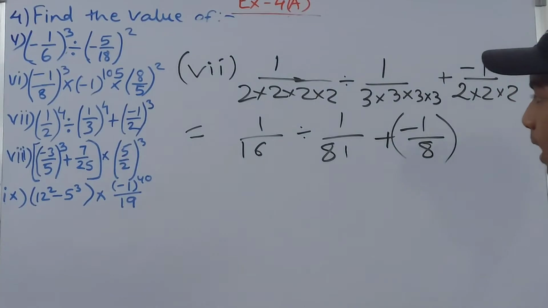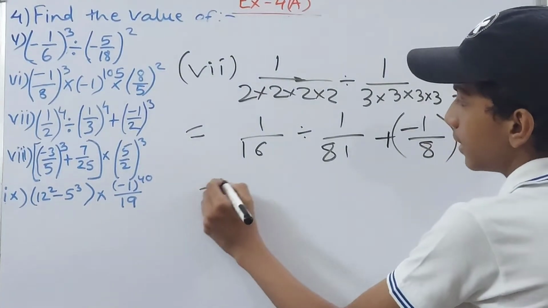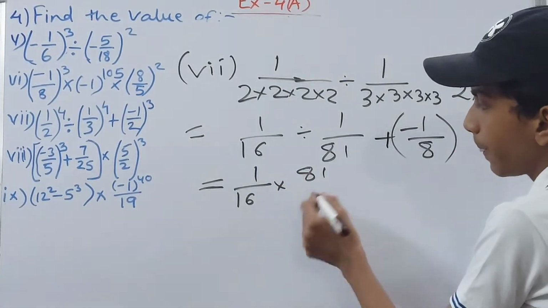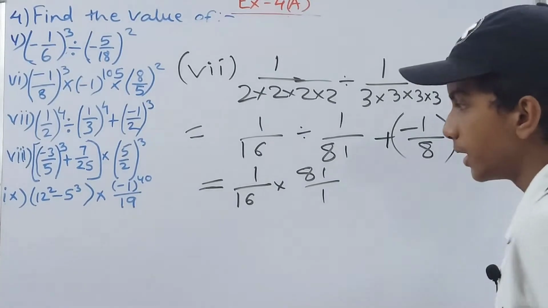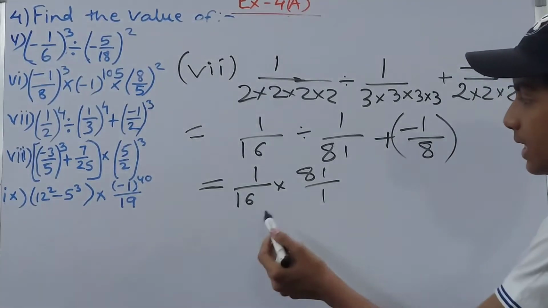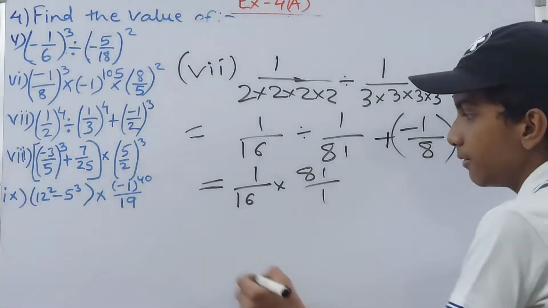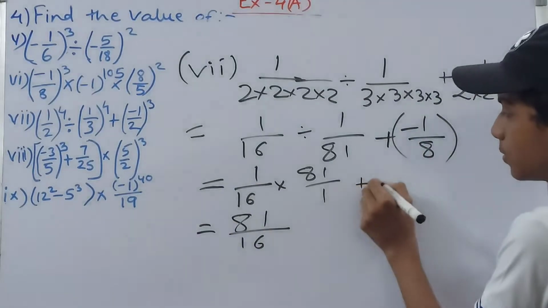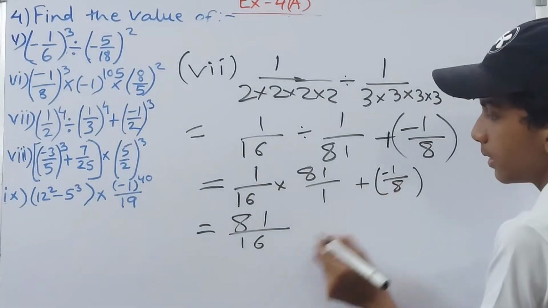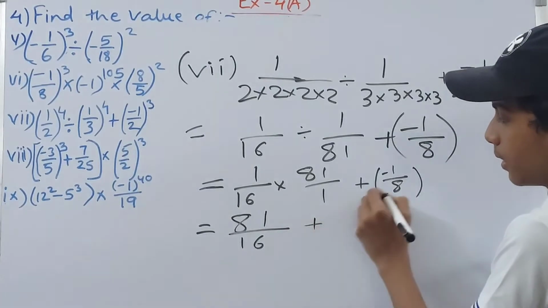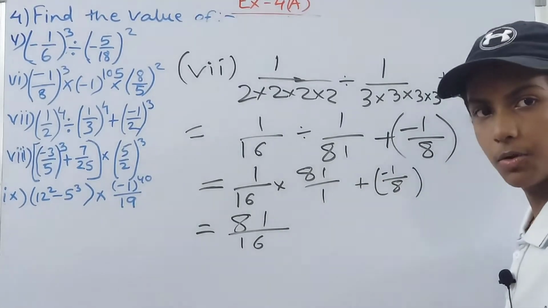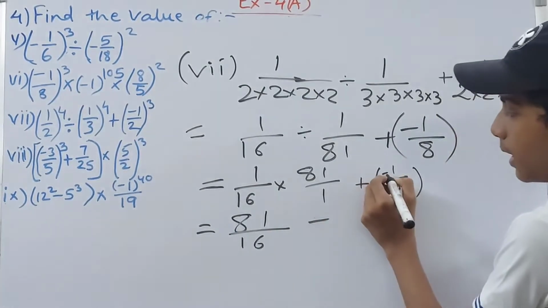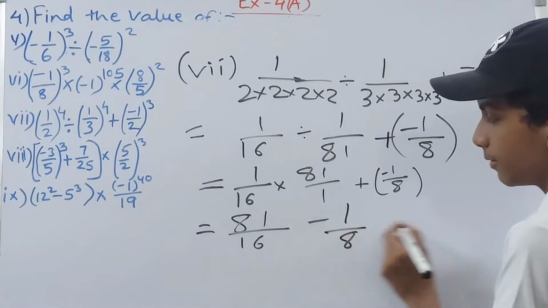All right, now this will be solved. So we'll have here 1 upon 16 into 81, upon 1. If you want to write it, it's up to you. So can we cancel 16 and 81? No, we cannot. So simply we'll have here 81 upon 16, and this plus also we'll write minus 1 upon 8. Now, no plus, because plus minus, we will open the brackets. Plus minus is minus. So we will have minus 1 upon 8. Copy the fraction down as it is.